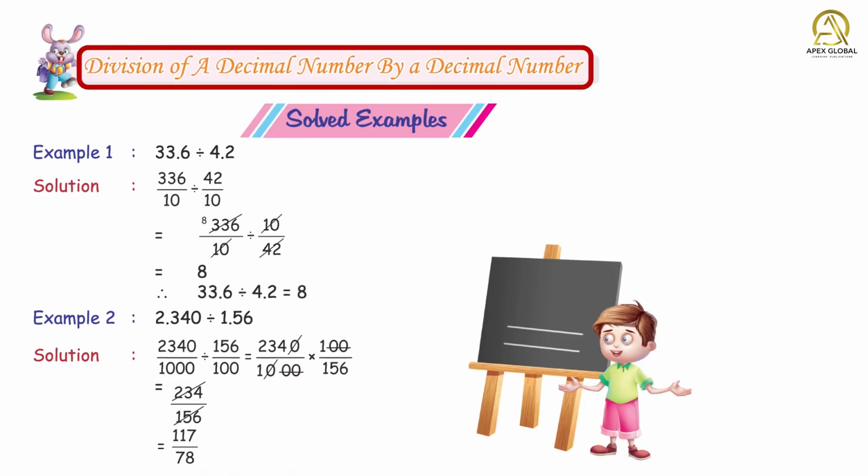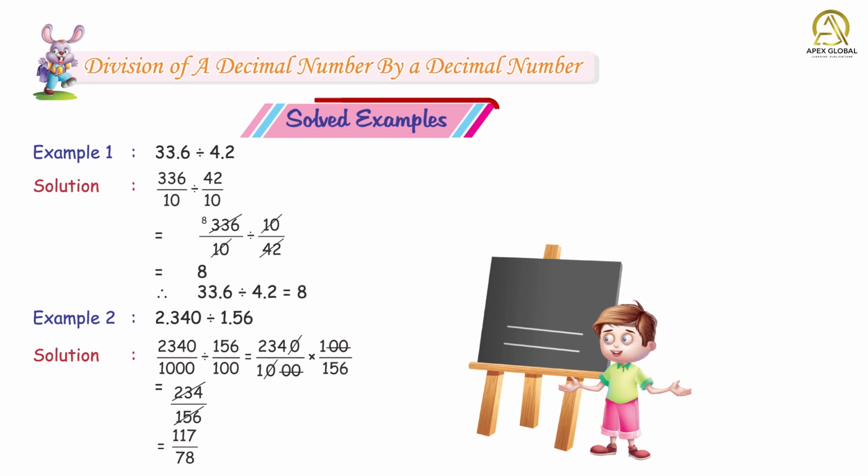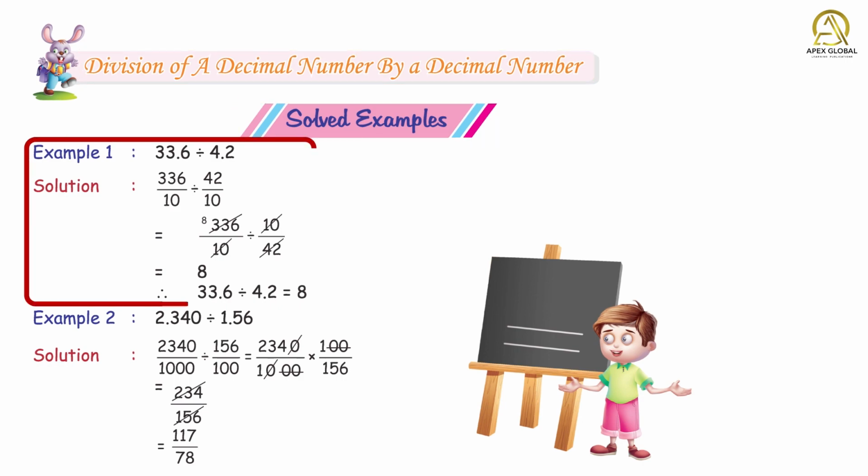Division of a decimal number by a decimal number. Solved example. Example 1. 33.6 divided by 4.2. Solution: 336 upon 10 divided by 42 upon 10 equals 336 upon 10 into 10 upon 42, which equals 8. So 33.6 divided by 4.2 equals 8.